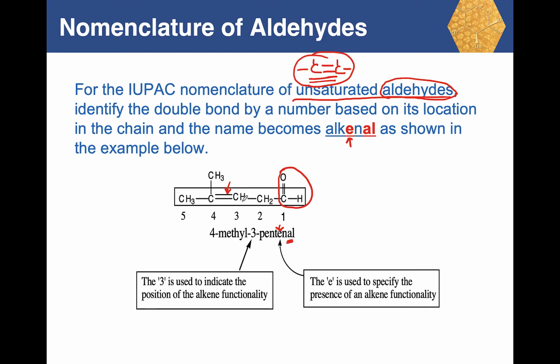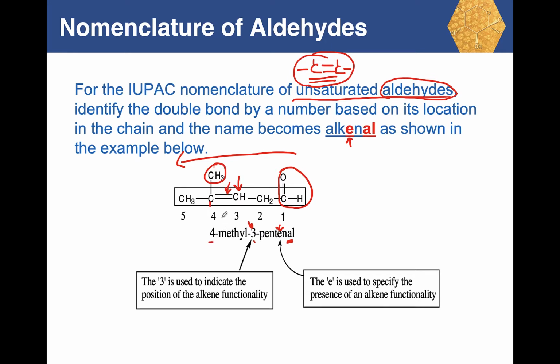You'll have to indicate where that double bond is, or the carbon-carbon double bond. It's on carbon number 3. Here it is. Why number 3 and not number 4? Because we're numbering in this direction. So wherever that double bond starts, whatever carbon that falls on, that is the number we put right here. And of course there is a methyl group on carbon number 4, so it's a 4-methyl.